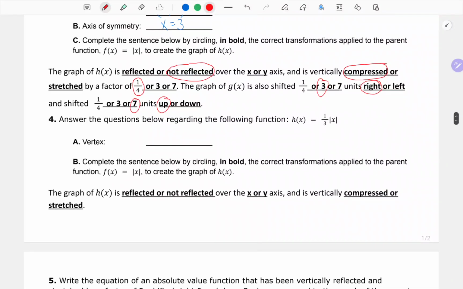All right, answer the following questions below regarding the following function. So again, here's a. There's no c and there is no d. So if there's no c, that means the value for c is 0, and there's no d, so that means the value for d is 0. So your vertex is at 0, 0.